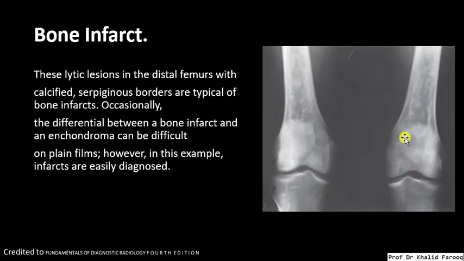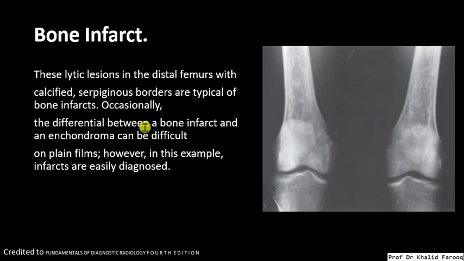Here we can see low density areas having geographic margins, and in the peripheral areas of these low density geographic areas there is serpiginous calcification. This is noted in both medullary cavities of the lower third of the shaft of the femurs. This is a typical example of a bone infarct.